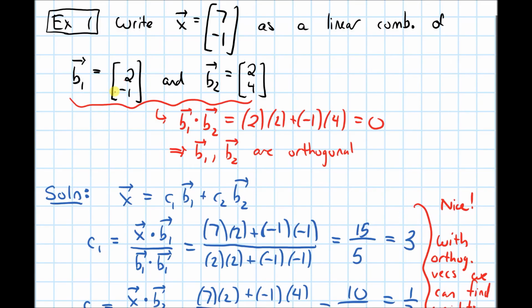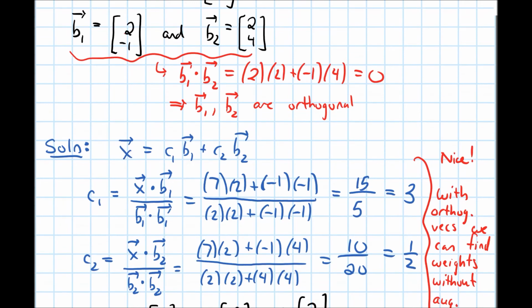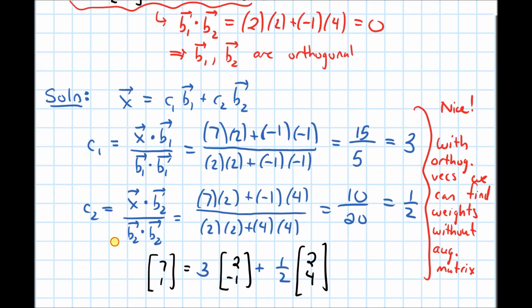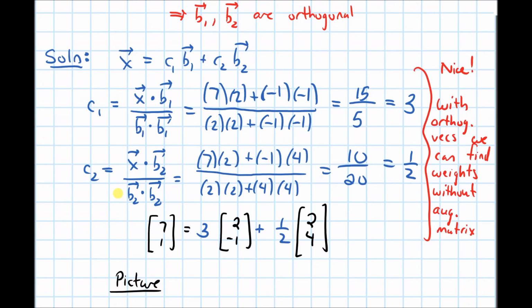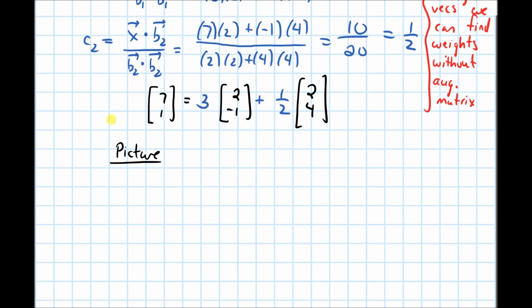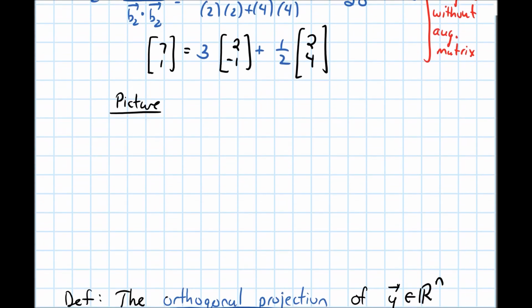So when these vectors, b1 and b2, or if there are more of them, are orthogonal, this previous theorem and its formula lets us find these weights without having to form the augmented matrix. And that's why it's nice. So, drawing a picture of what's going on here. All right, so let me draw some axes.